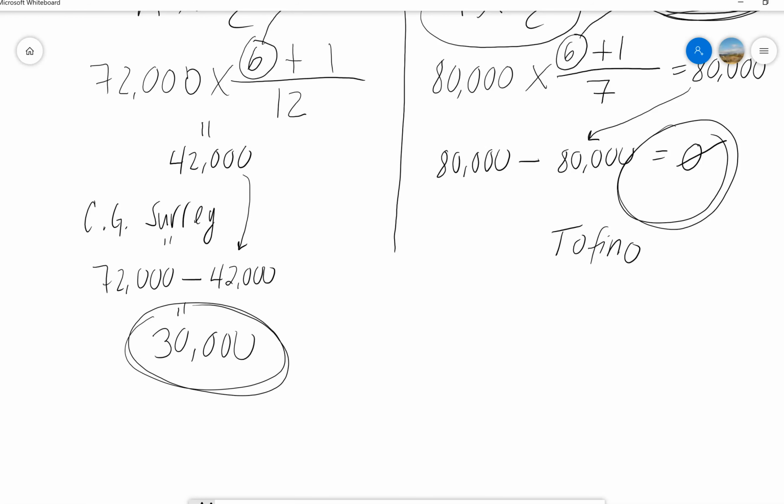So once again, to summarize, 0 capital gain on the Tofino property and 30,000 capital gain on the Surrey property. Now obviously capital gains are 50% taxable, so we would multiply that by 50% to get taxable capital gains of 15,000 on the Surrey property. So that brings us to the end of this video problem for principal resident.